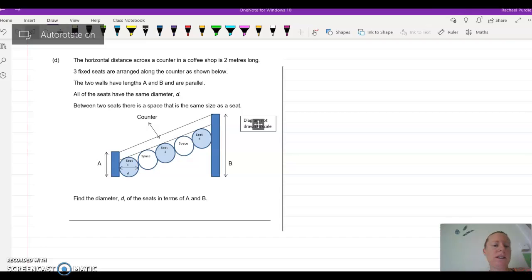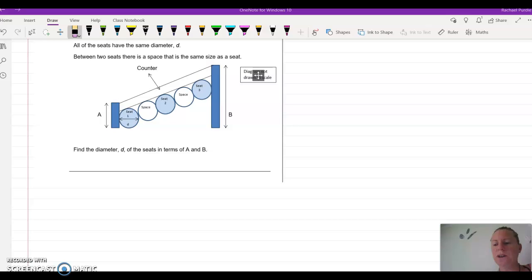Okay, let's have a wee look at this one here now. I think it's 2D maybe, or maybe 1D, I can't quite remember. So we've got this coffee shop, and we're told the horizontal distance across a counter in a coffee shop is 2 meters long, okay? So we can put that horizontal distance in. We're told it's 2 meters.